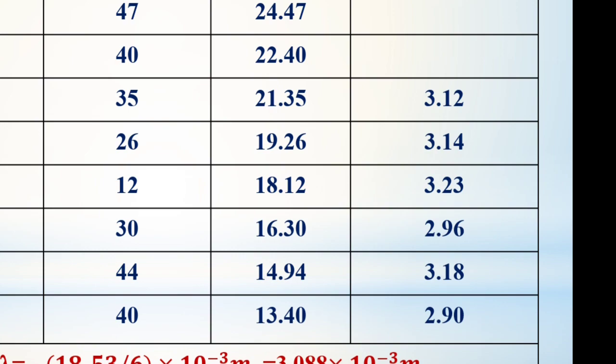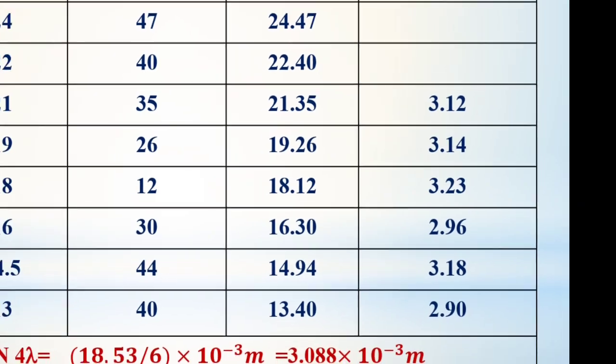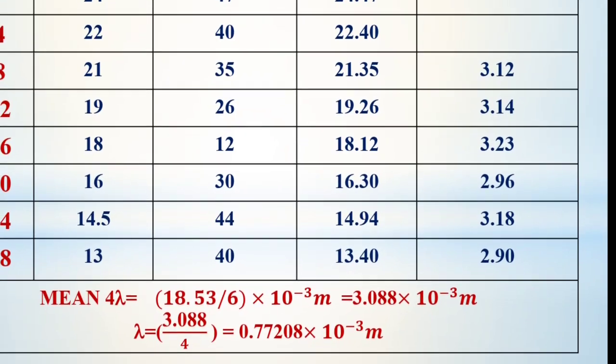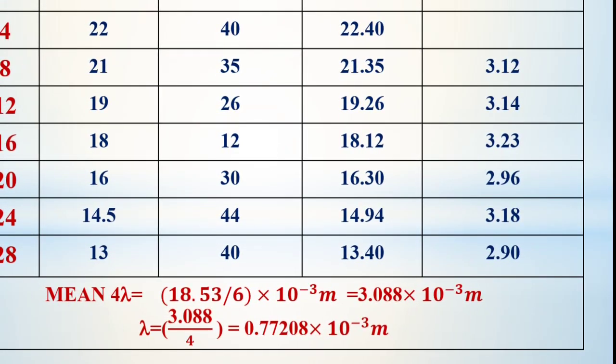So we can take the average of all these 6 numbers. If in case one or two values deviate from the constant value, you can very well leave out that value and take the average of the remaining values. So add the 6 values, you will get 18.53, and you divide it by 6.